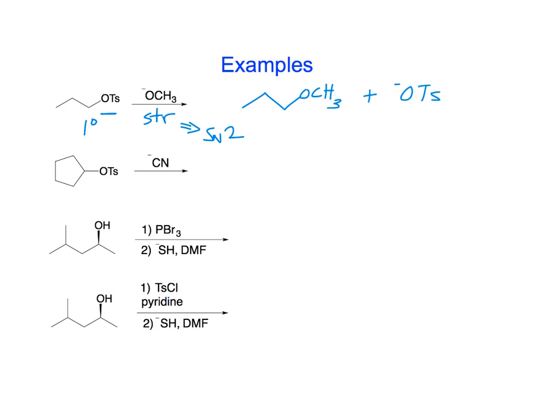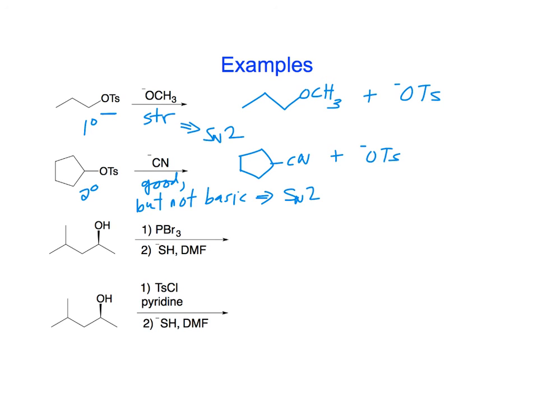All right, what about the next one? Secondary tosylate. We use cyanide. This is good, but it's not a strong base. Okay, so even though it's secondary, this is pretty good at doing substitution. So we get this, it's called a nitrile, and our leaving group.